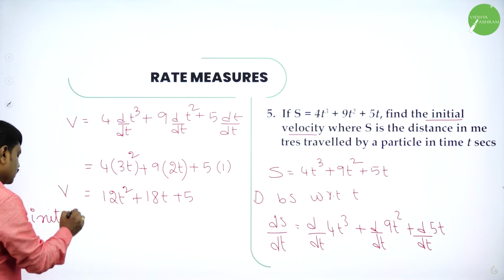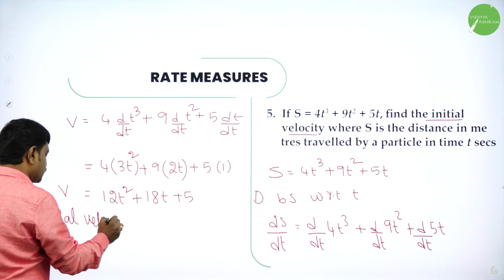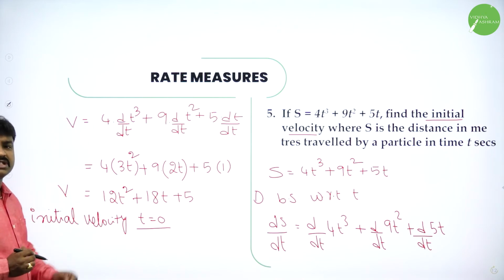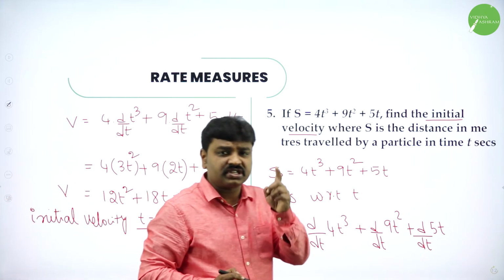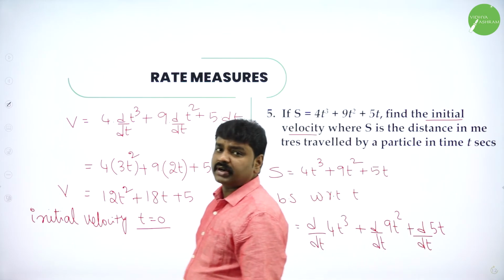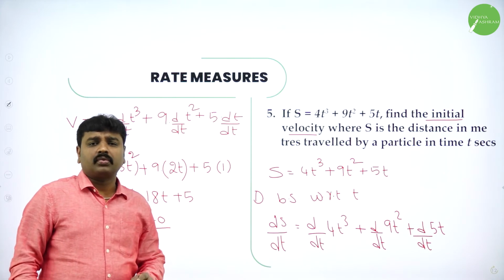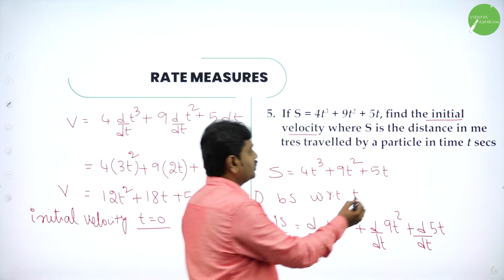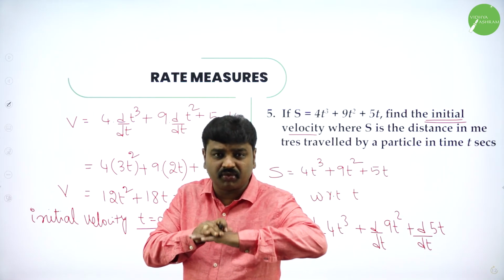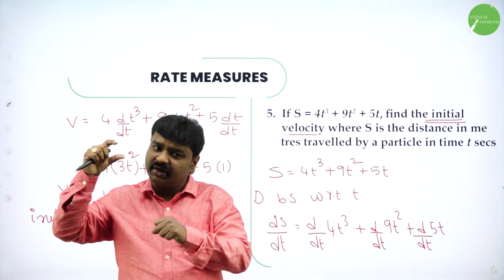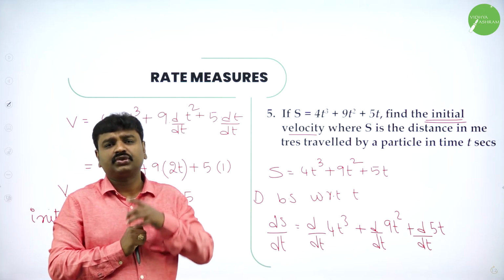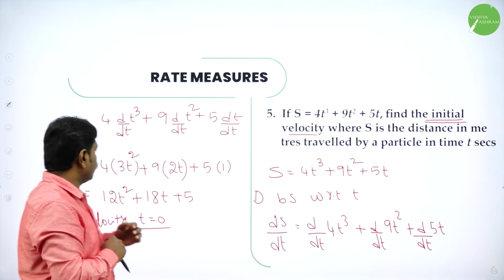Remember my dear students, initial velocity means when the body starts moving. When the body starts moving, we set the time to 0. Initial velocity means velocity when time is 0. That is a hint. So now in the place of t, put 0. They have not said time is 0, but it is understood. Whenever they mention initial velocity, you should take time as 0.